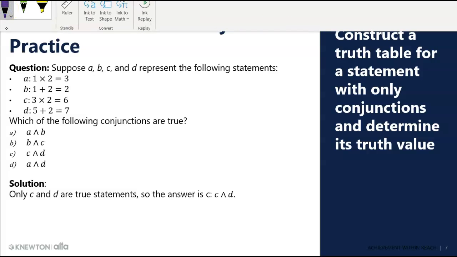So statement A is 1 times 2 equals 3. Statement B is 1 plus 2 equals 2. Notice these are all statements. They're math statements, so they can be given a value of true or false. Statement C is 3 times 2 is 6. Statement D is 5 plus 2 is 7.